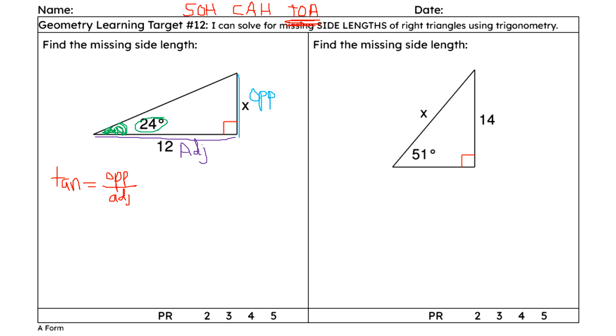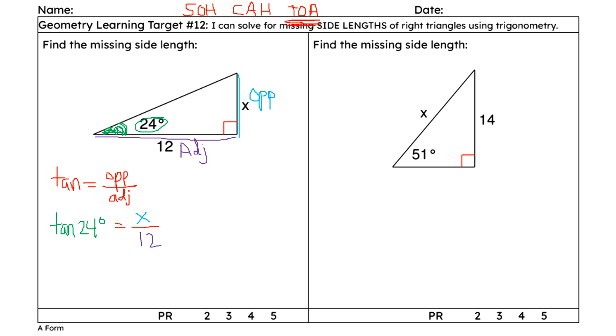Okay, so we are going to now fill in some things. The tangent is in reference to a reference angle of 24 degrees. So I'm going to start out by looking up the tangent ratio as the decimal for 24 degrees. That is my reference angle. Now that's going to be equal to my opposite side, which is in this case x. I don't know what that is. And then that's going to be over the value of my adjacent side. And my adjacent side is 12. That's what was given to me.